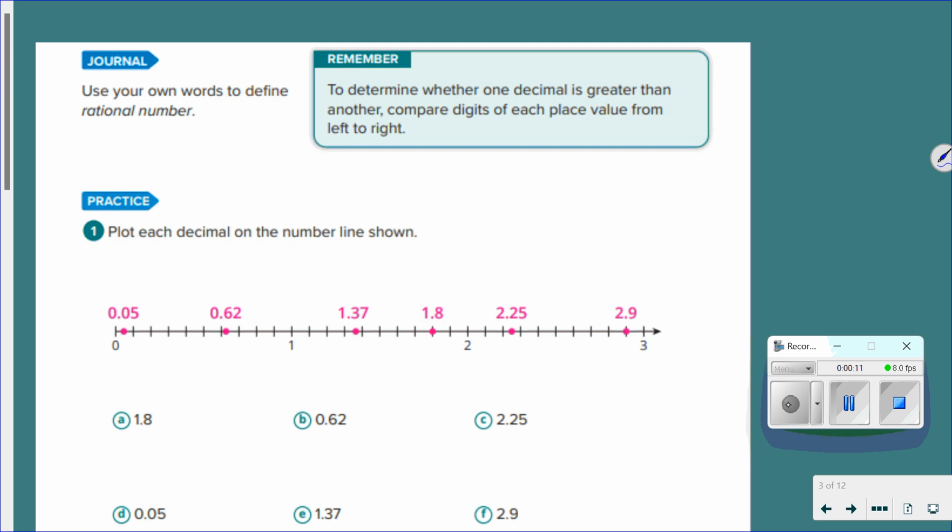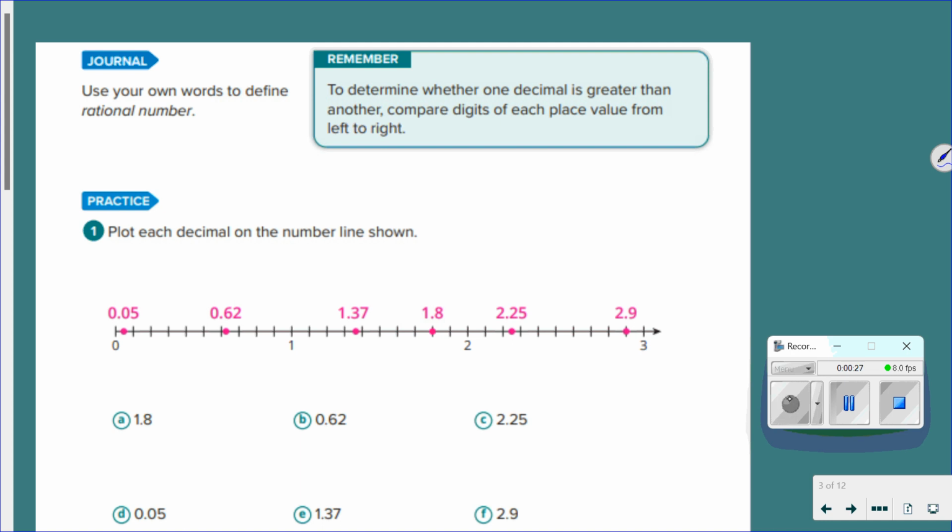Use your words to define a rational number. Basically, you should have something to the effect of any number that can be displayed as a decimal or as a fraction. Wait, so, okay, do we both answer on the same day? I just want to make sure you guys are on the right track.